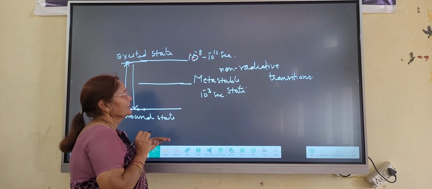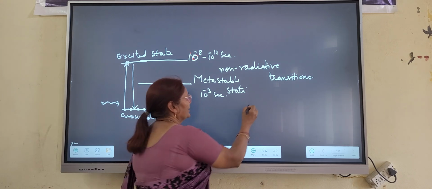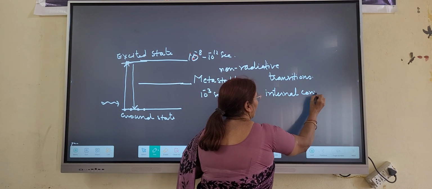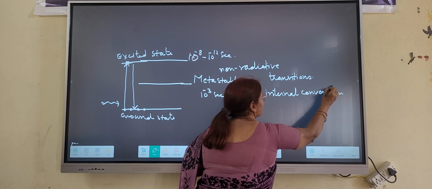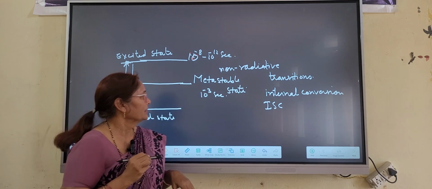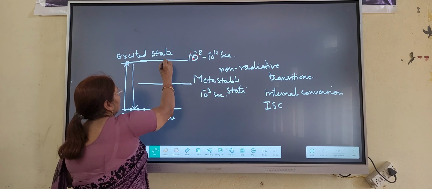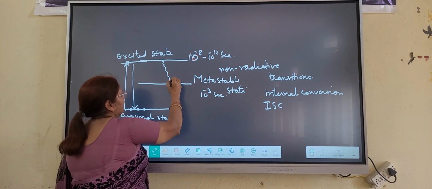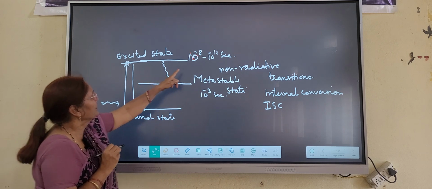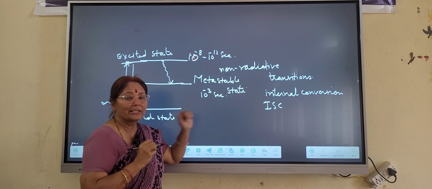Non-radiative transition means light will not be given out, but some processes like internal conversion, or there is one more process called intersystem crossing. These two processes can proceed, and without emitting any radiation, the atoms can relax to the metastable state. If they come back to this state within this time, then here they will stay for a very long time, 10 to the power of minus 3 second.